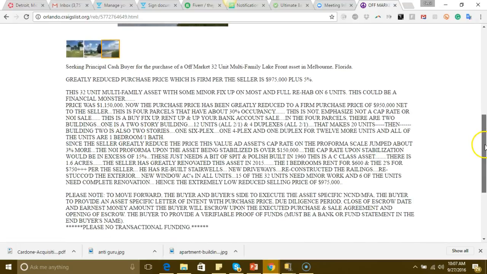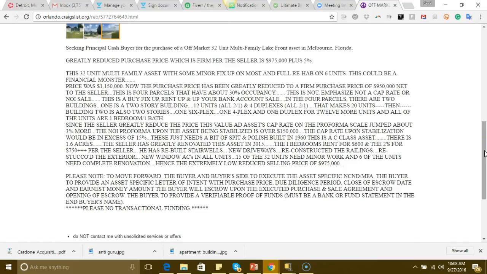Okay, since the seller greatly reduced the price, this value add asset's cap rate in the pro forma scale jumped about 3% more. The NOI pro forma upon the asset being stabilized over $150,000. The cap rate upon stabilization would be in excess of 15%. This just needs a bit of spit and polish. In 1960, this is a C-class asset. There's $750 per seller.